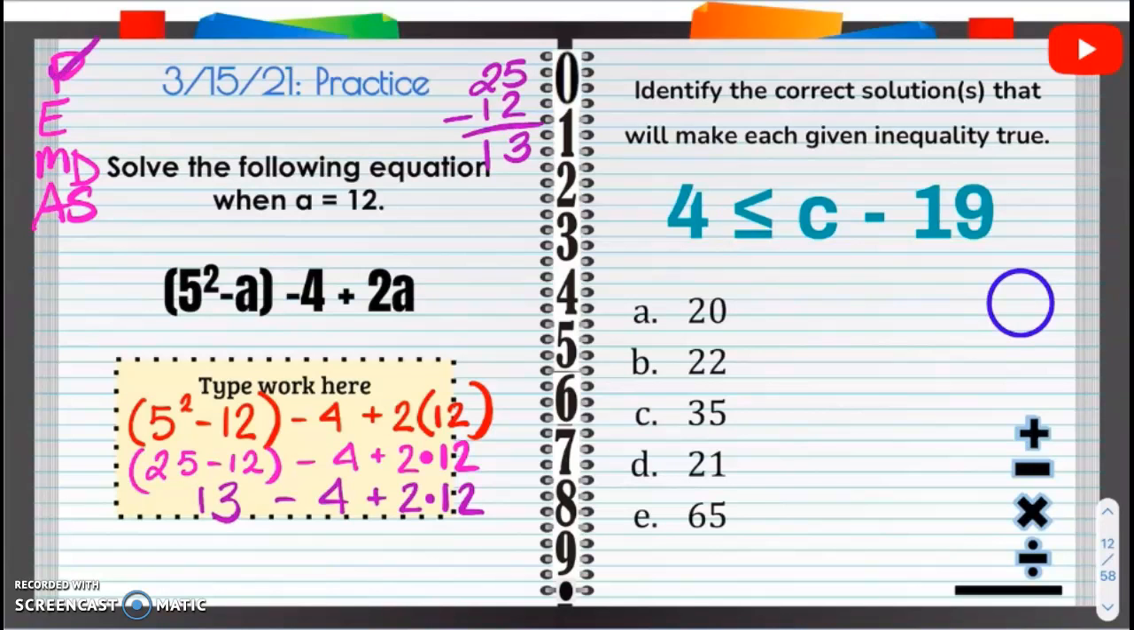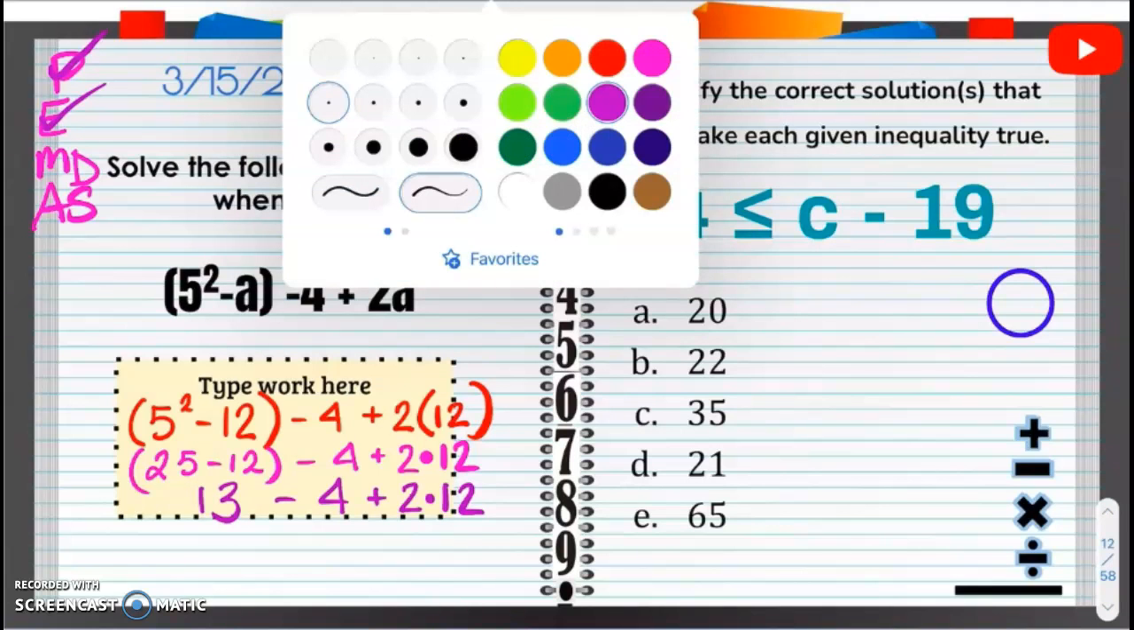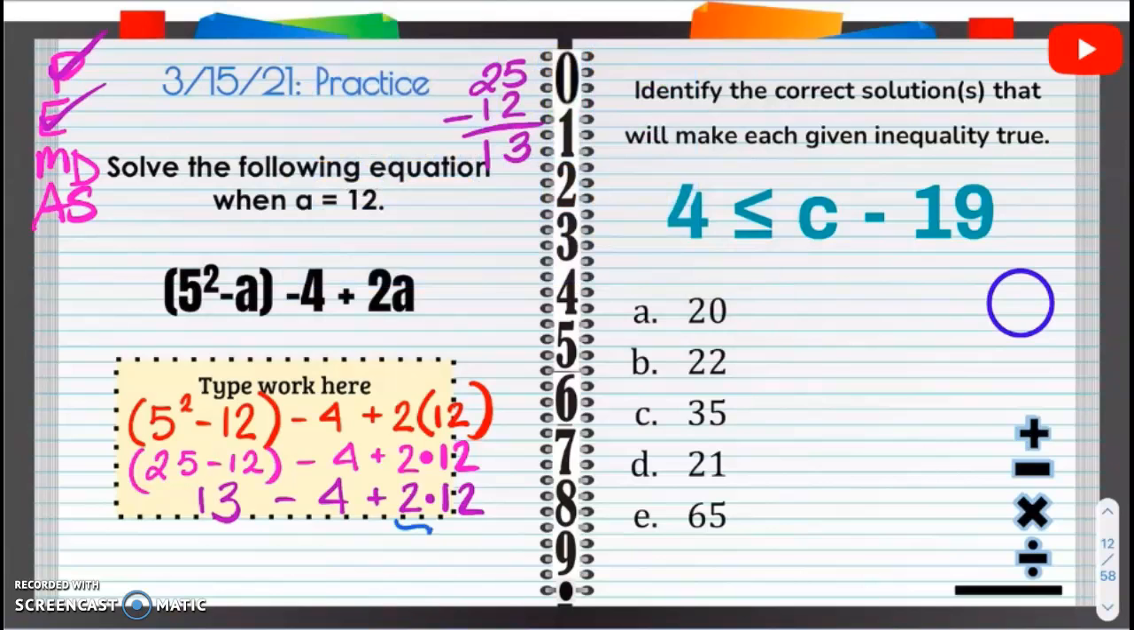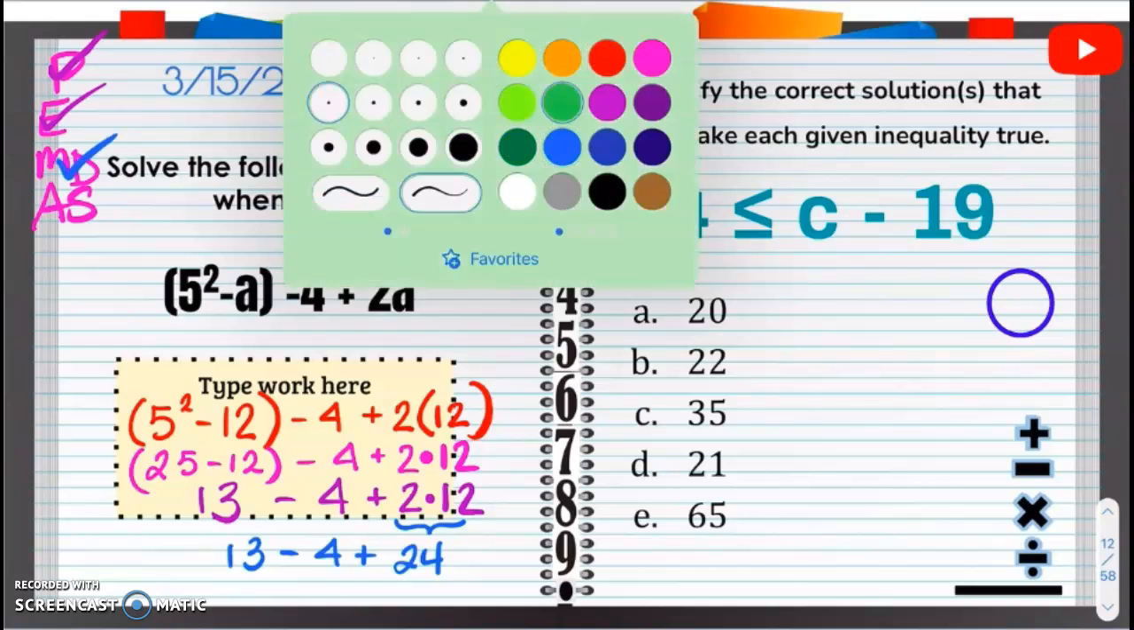We're done with our parentheses. We're done with our exponents. Multiplication and or division. Yes, we have multiplication. 2 times 12. It's going to be 24. Bring everything else down that we didn't use. We're done with multiplication and division. Now we do addition and subtraction.